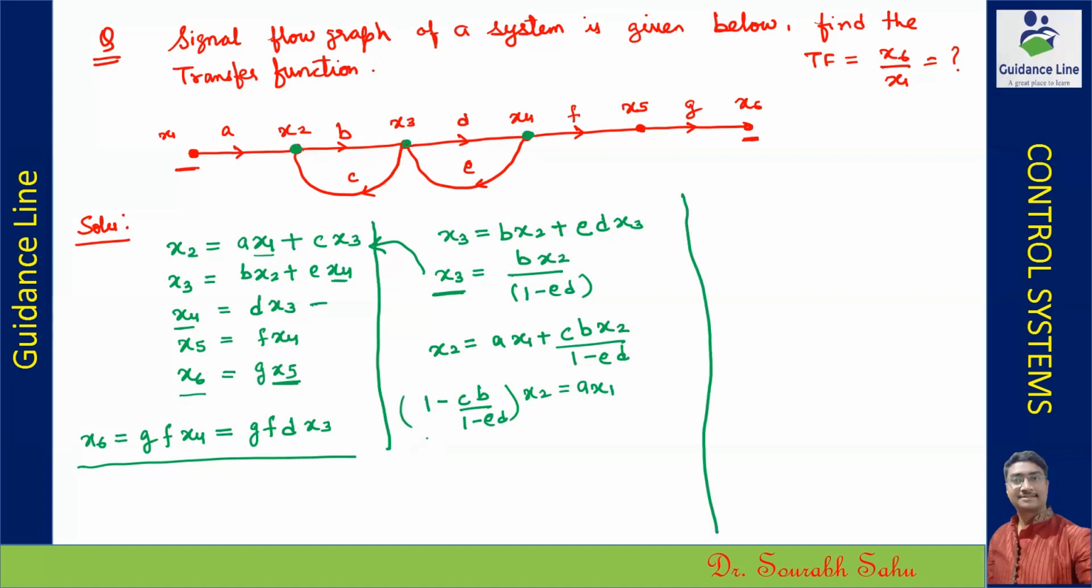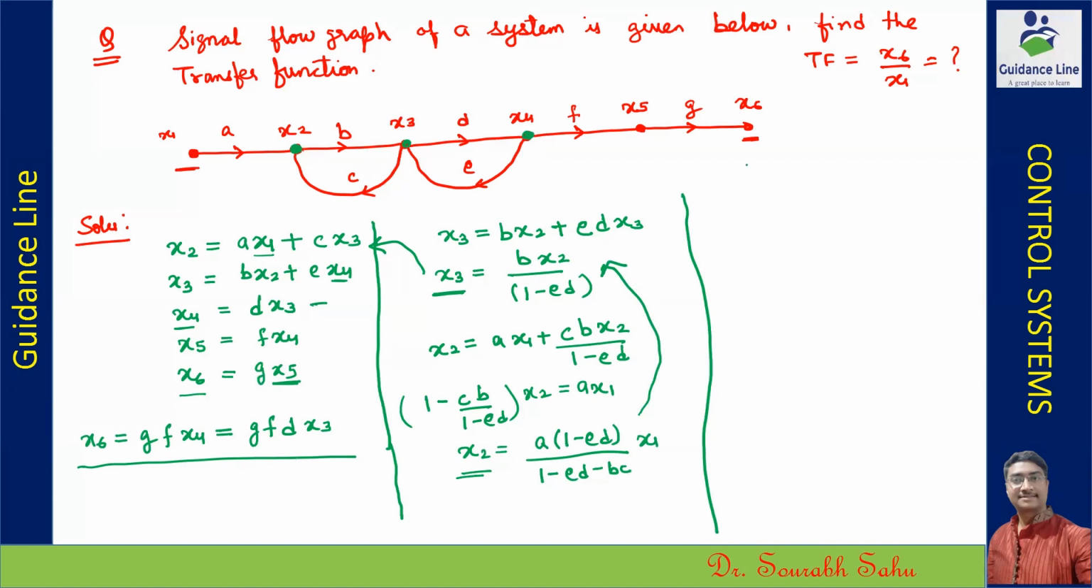From this you can see I can write x2 as a times 1 minus ed, divided by 1 minus ed minus bc, times x1. And now I substitute the value of x2 into the expression, and from this we get the value of x3, which I will substitute over here.